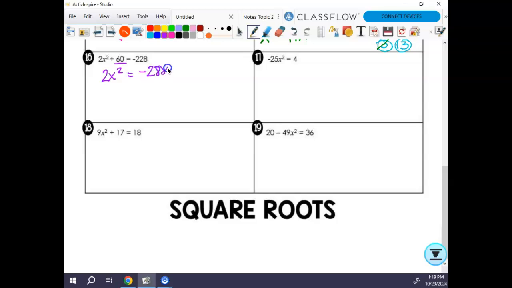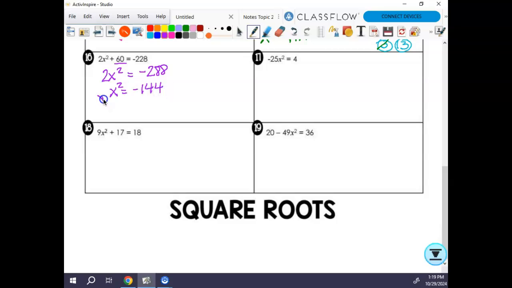$288. Good. Do I want to take the square root right now? No, I do not. I do not want to take the square root right now. I want to do what? Divide. Good. Divide both sides by 2. So when I divide both sides by 2, I get x squared equals negative 144.